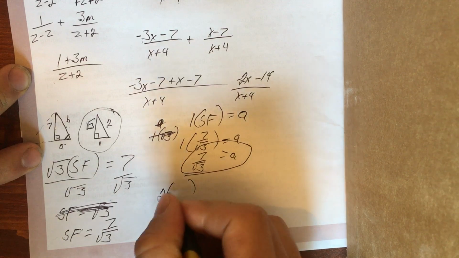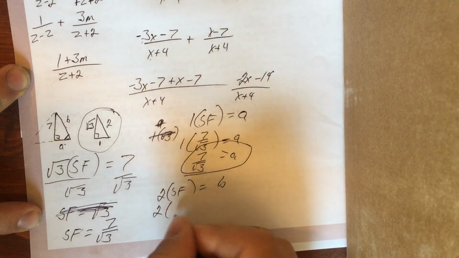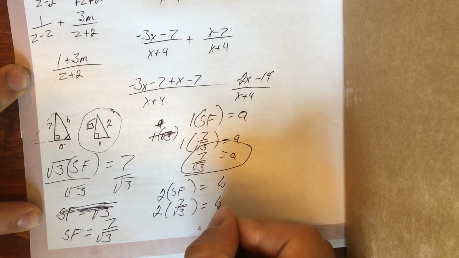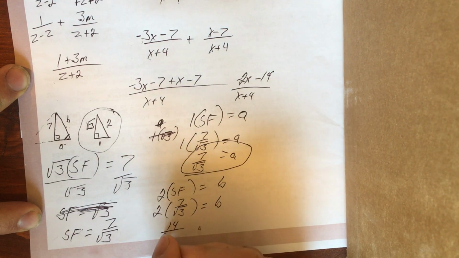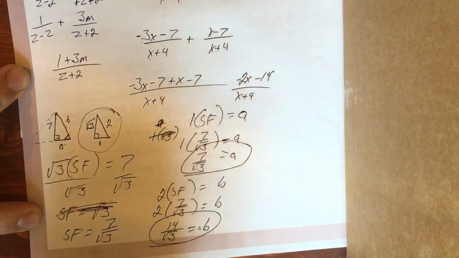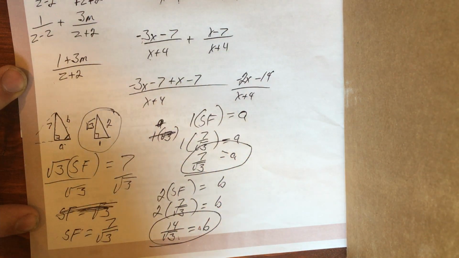So 2 times scale factor equals B. 2 times 7 over the square root of 3 equals B. So 14 over the square root of 3 equals B. All right, there's B. So A is 7 over the square root of 3, and B is 14 over the square root of 3. We've solved the class practice one.